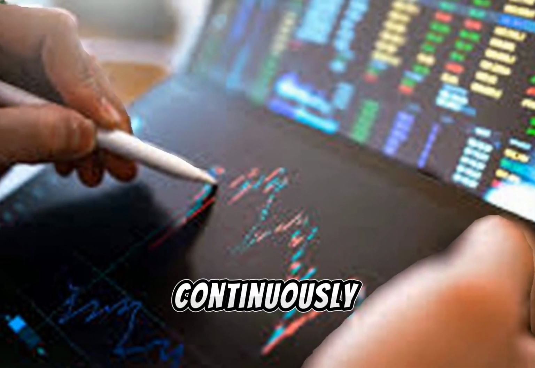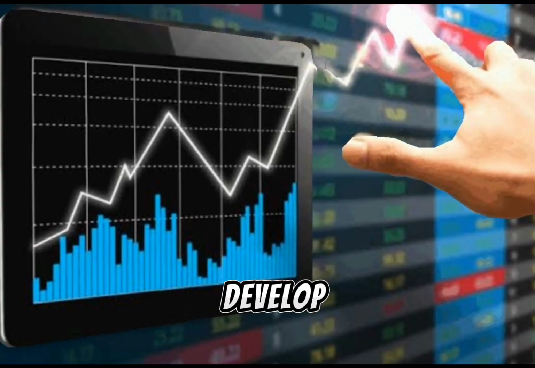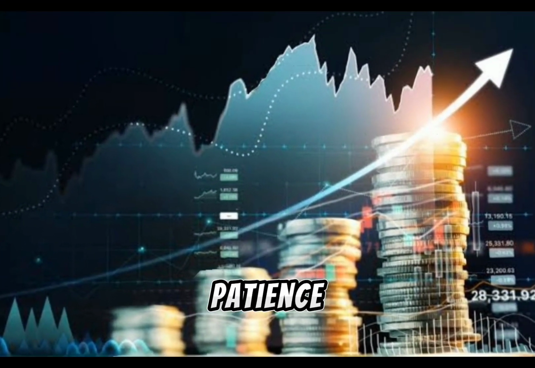Pro Level: 1. Refine your edge. Continuously improve your strategy and risk management. 2. Develop a trading psychology. Cultivate mental discipline, patience, and focus.